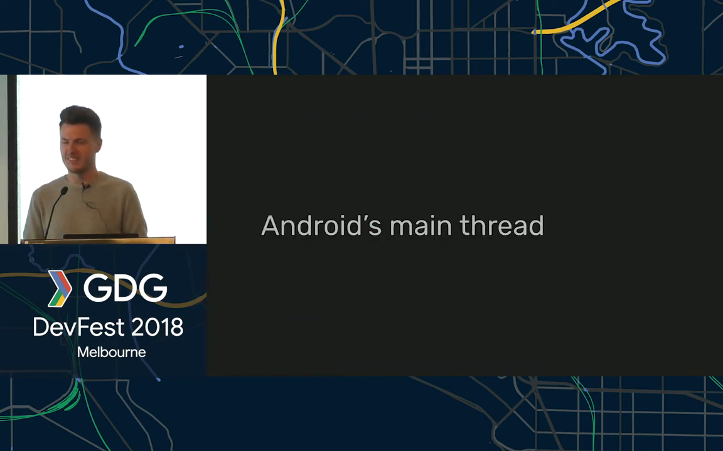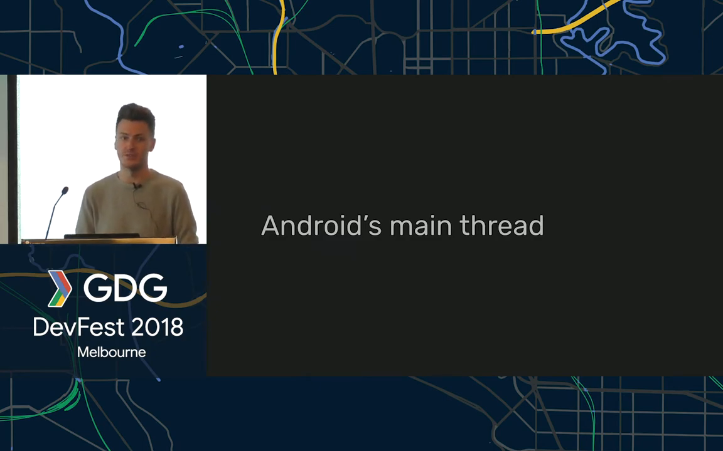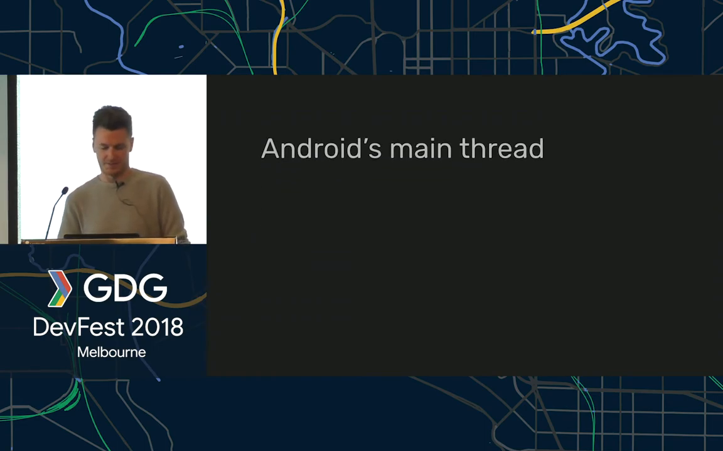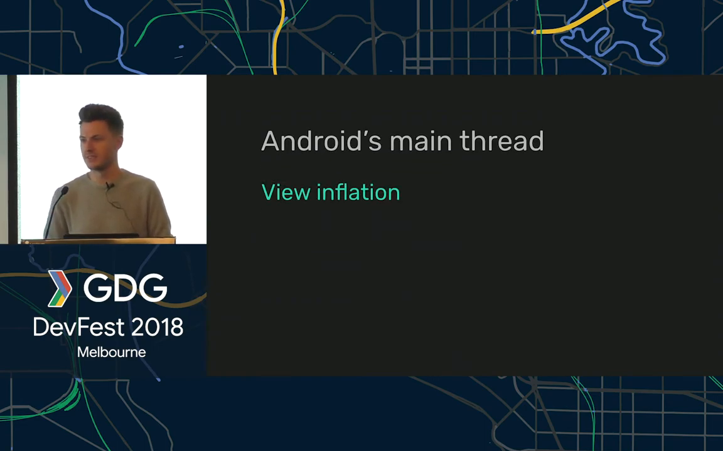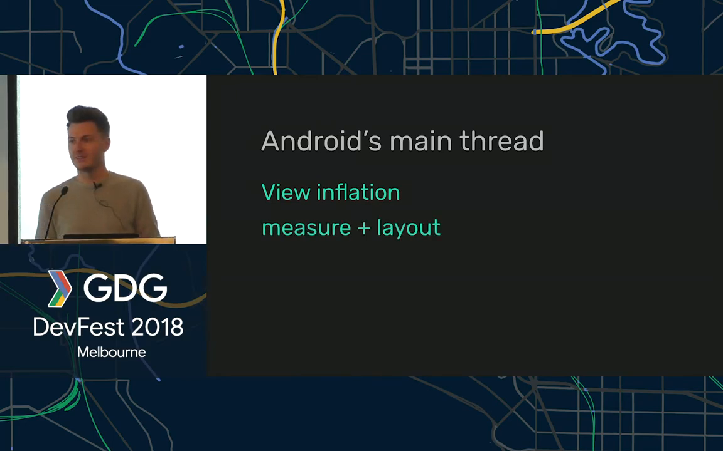So Android, like nearly every other kind of UI framework out there, is single-threaded. It has one thread which you do all of your work on. Things like view inflation are the bulk of the work that happens. Big chunks of work are view inflation, which can take hundreds of milliseconds when onCreate is called. Also, measure and layout continually happen as you update your UI. They're small chunks of work, but they happen repeatedly, and they add up.